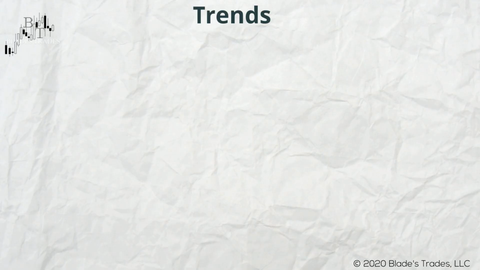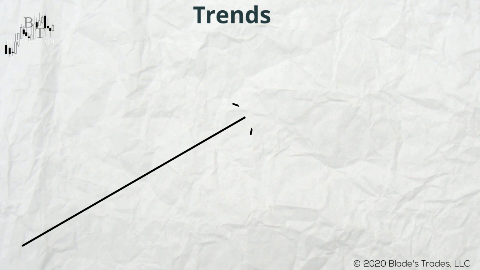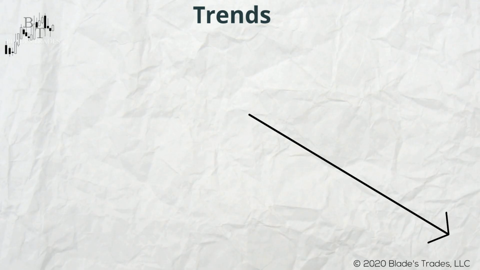A trend shows the overall direction of a security. You have two types of trends: an uptrend, which is a price movement consistently going up, and a downtrend, which is a price movement consistently going down. Now there's a third type of trend, but we will discuss that later. Now let's get into it.